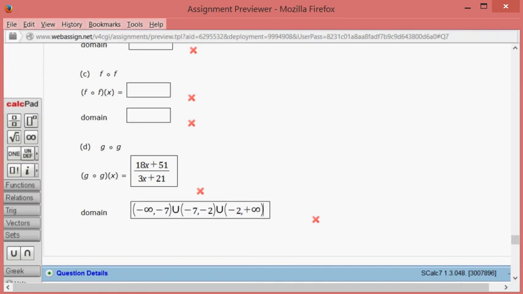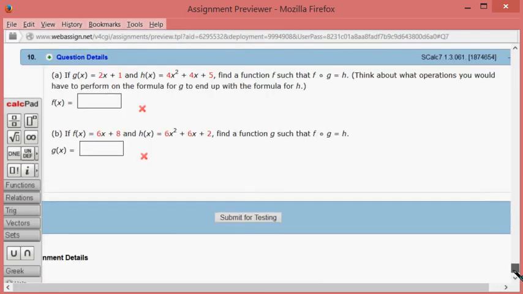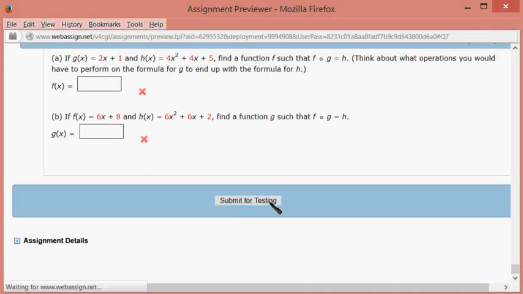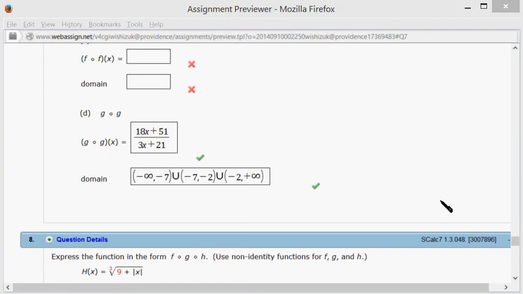So let's check. Submit for testing. Alright, it came back. Looks like we got part D correct. Alright, that's it. I hope that this was clear.